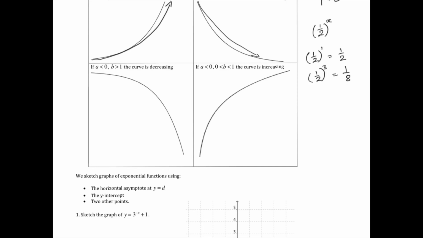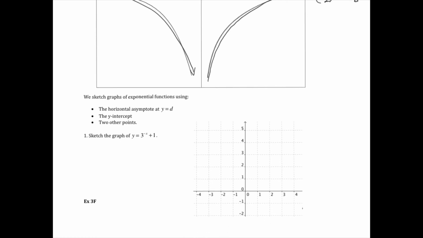Now, if a is negative, the front number is negative, and b is bigger than 1, the curve is decreasing again. But if a is negative and b is in between 0 and 1, like a half, they cancel each other out and it becomes increasing again. We sketch graphs of exponential functions using the horizontal asymptote y equals d, the y-intercept, and 2 other points. Now, girls, if you forget all that we've discussed so far about when it's increasing and decreasing, don't worry. You'll just be able to plot points and figure it out.